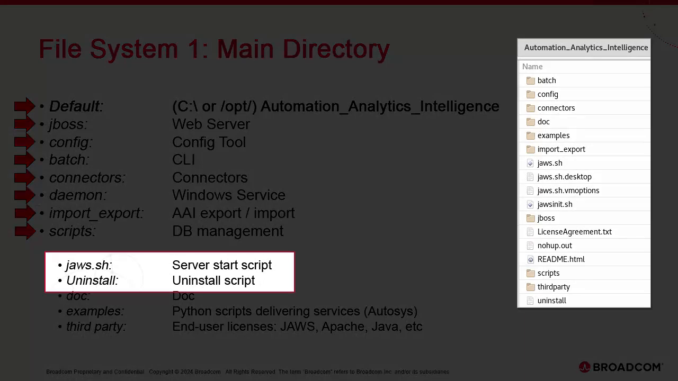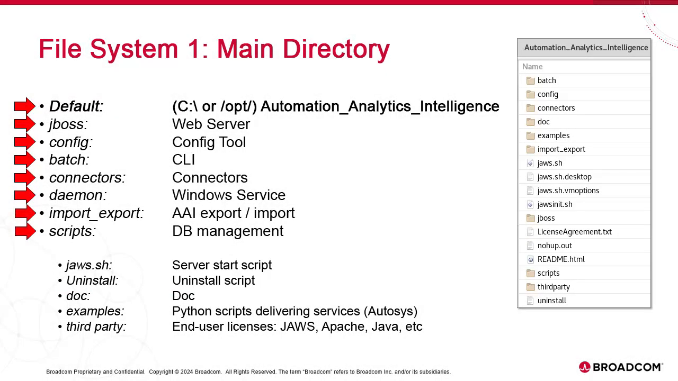Let's consider some of the files in the root AAI directory. You'll find the executable to initiate AAI. This starts the JBoss server and connects to the data source. There's also the uninstall executable. There are other directories such as documentation and some script examples specific to Autosys. These aren't as important, and you'll be able to research them on your own time.